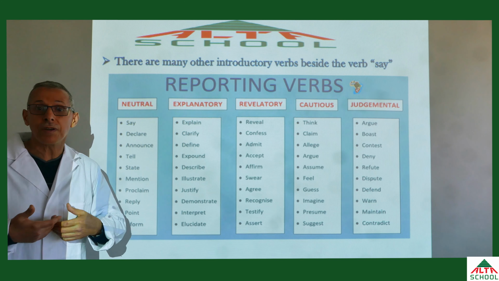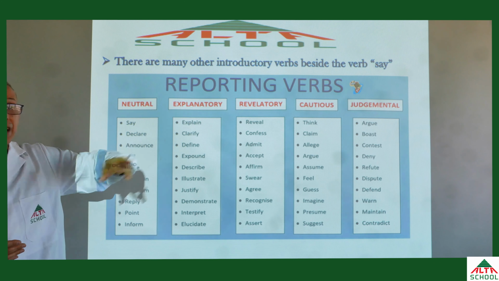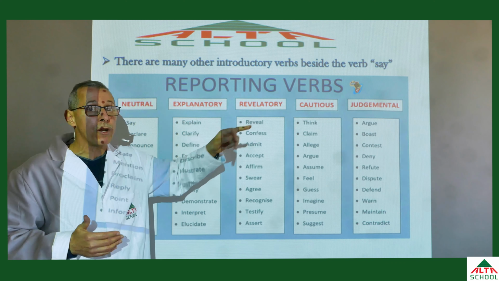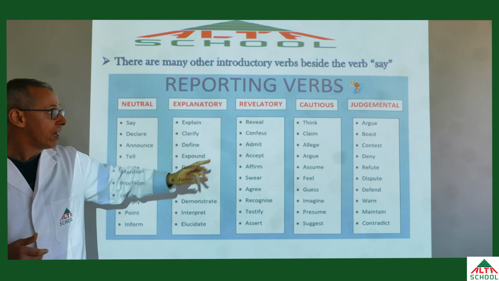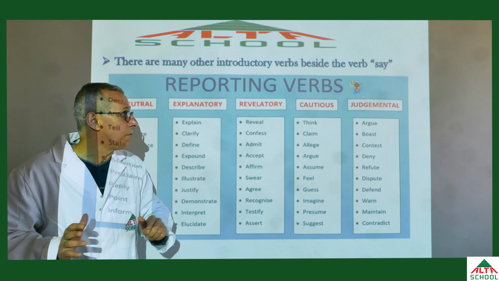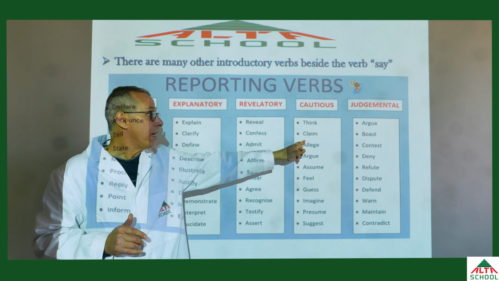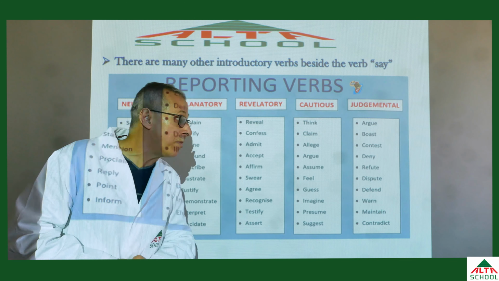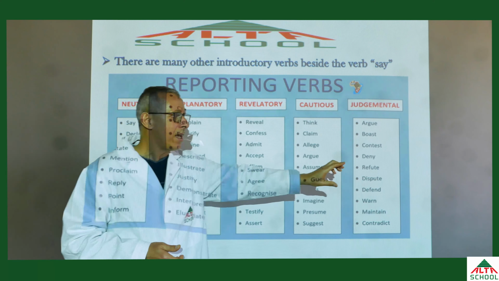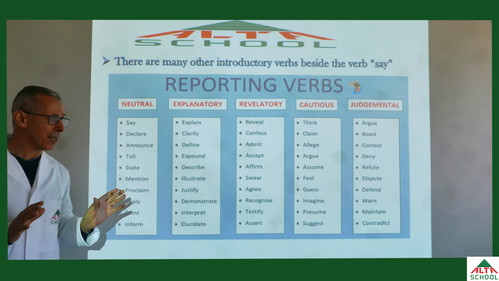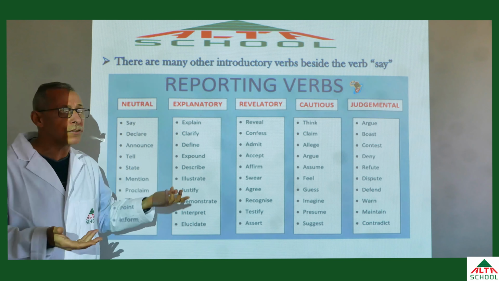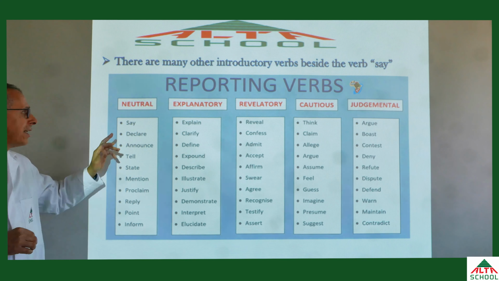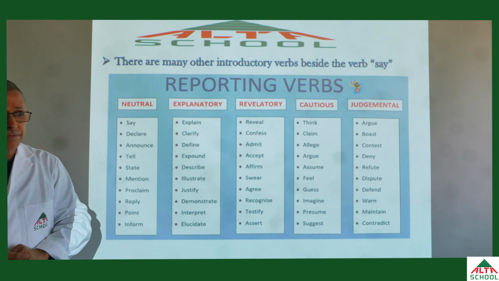Some of them are used to give explanation. So they are explanatory. Explain, clarify, define, and so on. Revelatory, when we want to reveal something. We have reveal, confess, so on and so forth. We have cautious, like think, claim, allege. When we give judgment, we can use this list. And don't worry for this, you are not expected to know or to use all these verbs. Your main focus should be on say and tell, right?